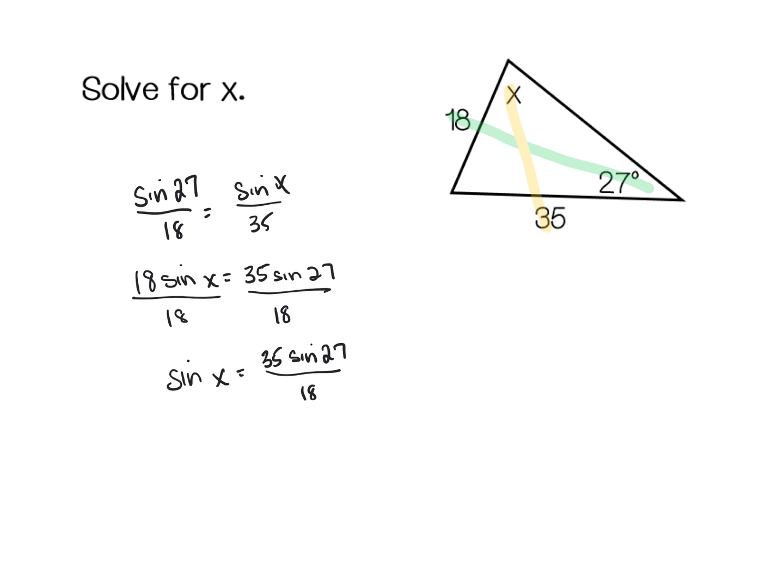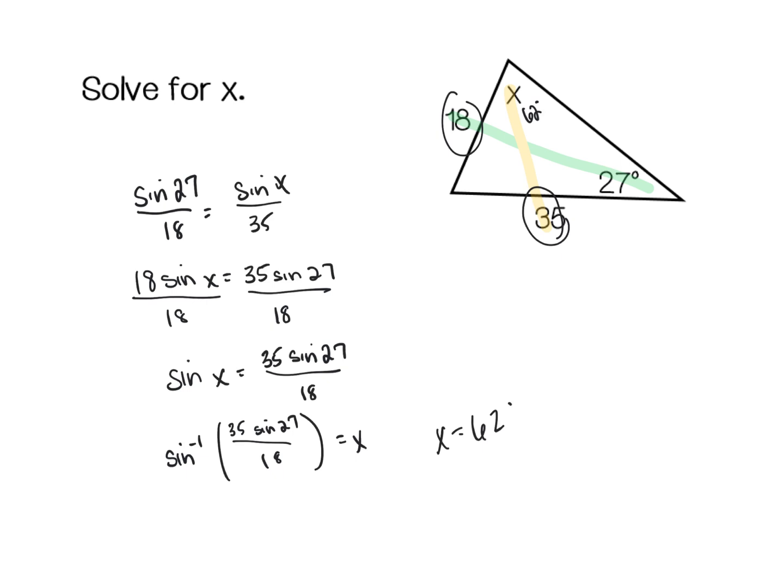So remember, since we're talking about solving for an angle, I really need the inverse sine of 35 times the sine of 27 over 18 to equal my angle measure. So in my calculator, I'm going to type in second sine, 35 times the sine of 27. Make sure you close that parentheses. Divided by 18. You should have 61.977, which would round to about 62 degrees. Again, our answer is reasonable, right? Because that side length of 35 is larger than 18, so our angle did end up being larger than the one we started with.